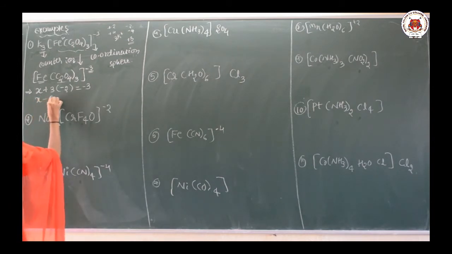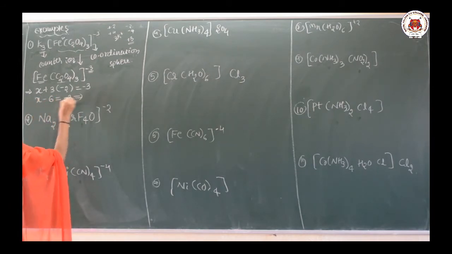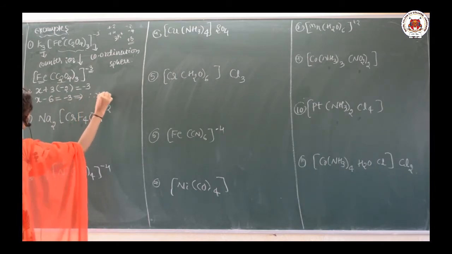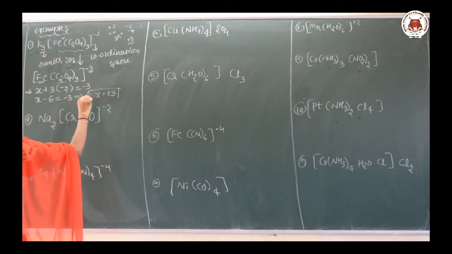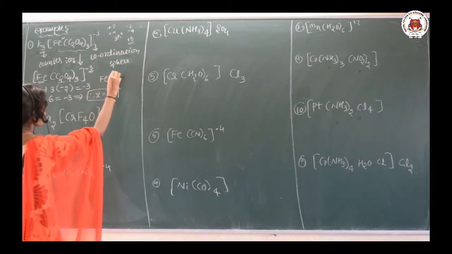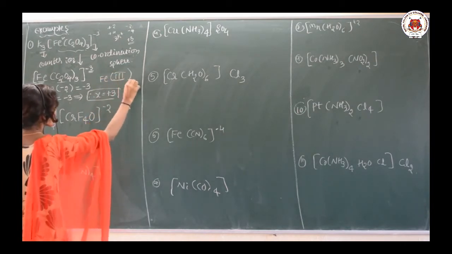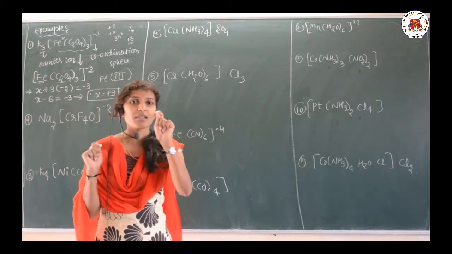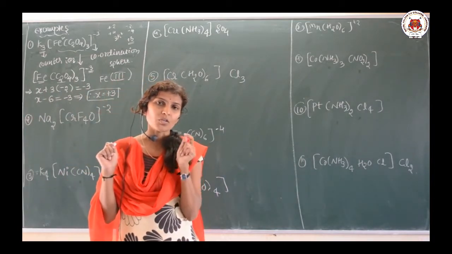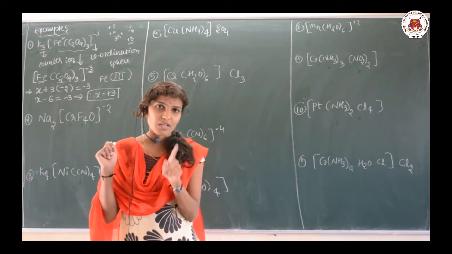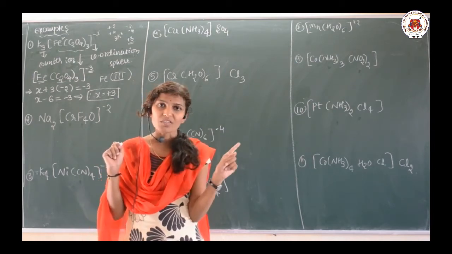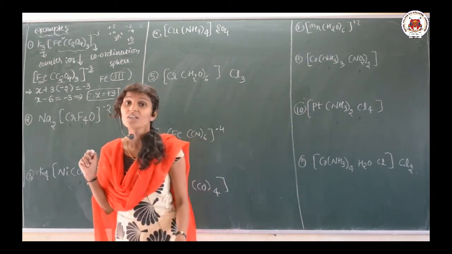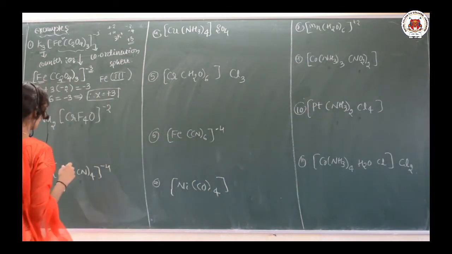So if the 6 goes to the other side, X is equal to plus 3. Iron has an oxidation number of plus 3, which is written in Roman numerals. I hope it is clear. First look at the counter ion and identify the counter ion charge. Then whatever the value is, you take the same value with the opposite sign for the coordination sphere. So let us go here.